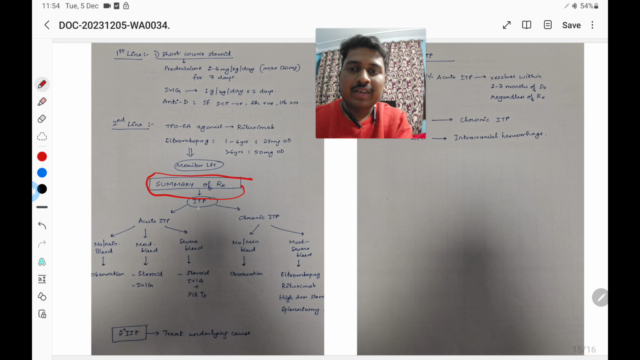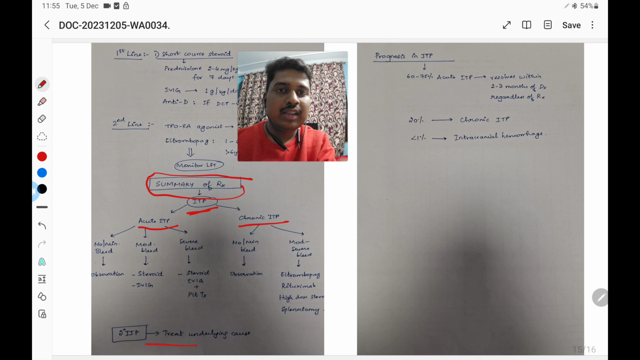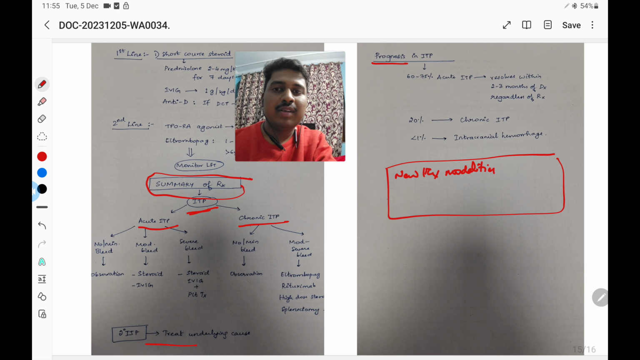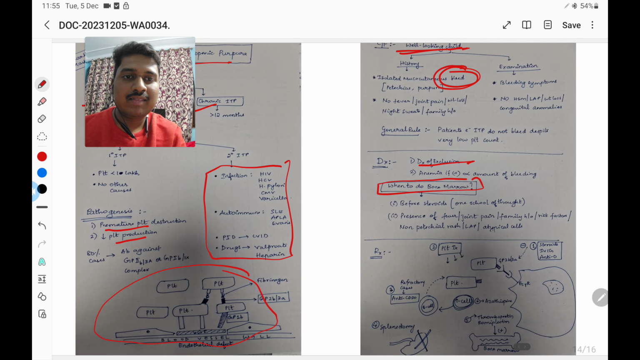summary of the treatment I have written here, that is ITP, acute ITP, chronic, and the various divisions. Then secondary ITP, and then the prognosis. Here one thing which is to be added is new treatment modalities. I have not added in this, you can add it later on. So when an examiner sees a question paper as diverse as this, he'll be obviously forced to give you more marks compared to the other students who are behind you.